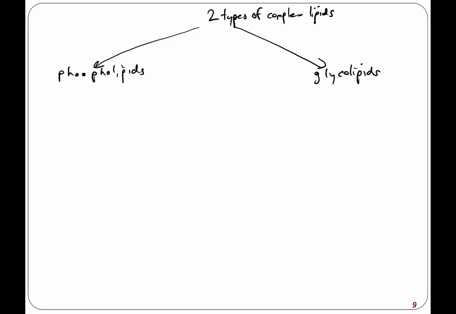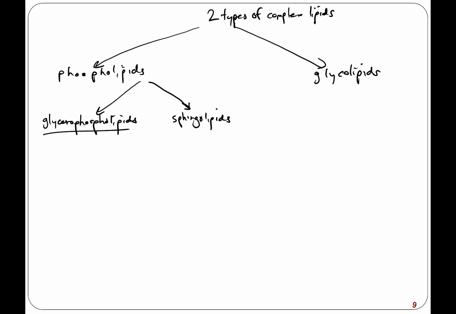And these are broken down further into what we call glycerophospholipids and sphingolipids. Okay. Now, let me just write a few things about each of these, and then again we'll actually draw them out. We'll look at specific examples of these, and I'll point out structural features.